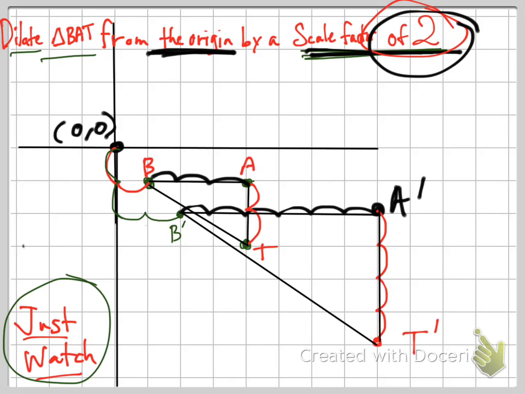And then if you want, you can draw a line through the origin and the points to get like a perspective line.